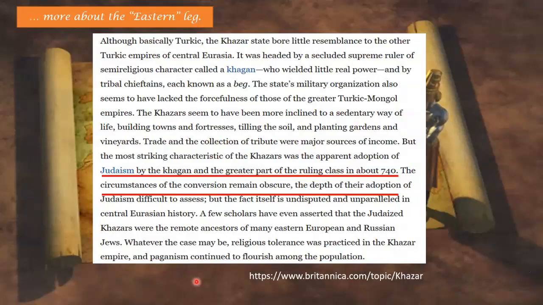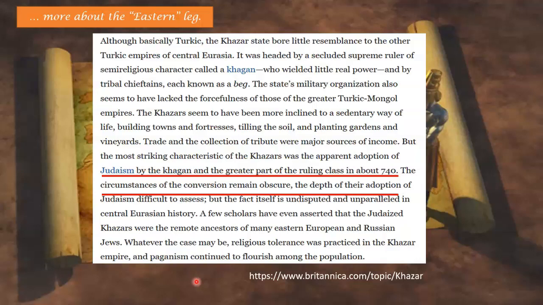Although basically Turkic, the Khazar state bore little resemblance to other Turkic empires of Central Eurasia. So they basically had started off in an Islamic environment. It was headed by a secluded supreme ruler of a semi-religious character called a Kagan, who wielded little real power, and by tribal chieftains, each known as a beg.